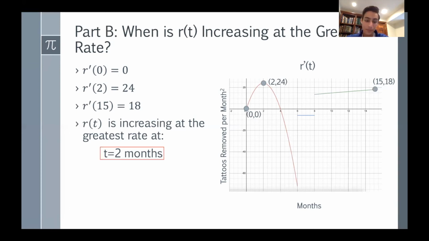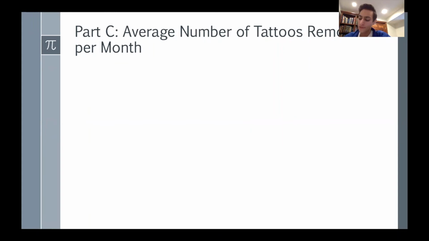The next part C, we have to find the average number of tattoos the shop removes per month from 0 to 15. So what we're going to do, and this is a calculator active problem, so I have my calculator out here, and I'm going to ask you to also find the integrals along with me. So get your calculators out. So the way we're going to do this is we're going to integrate each piece of the function to find the area under the curve, and we're going to add them all together and then divide by 15 to find the average per each month.